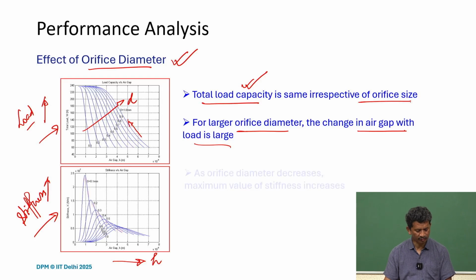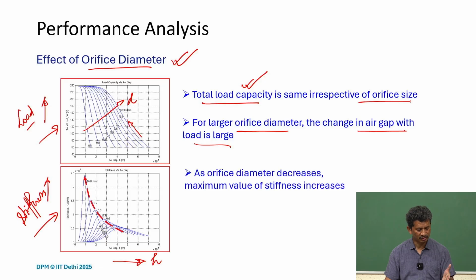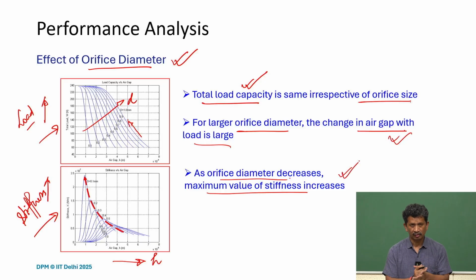And because of that, what we see is the stiffness is very high. As you see, as the orifice diameter decreases, the maximum value of stiffness increases. So actually these two plots are related, and if we look at this statement and this, they qualify and support each other. So if the orifice diameter is small, the stiffness is high.